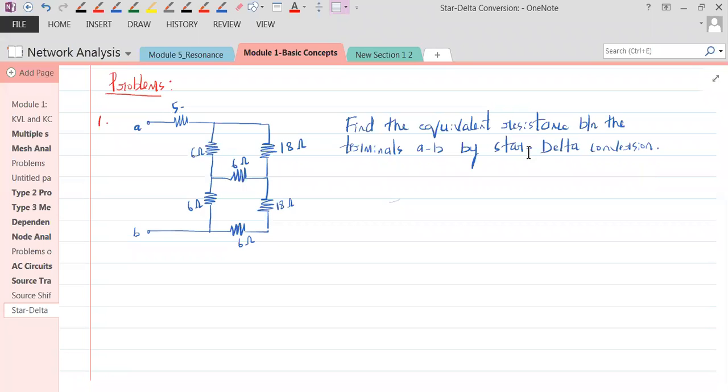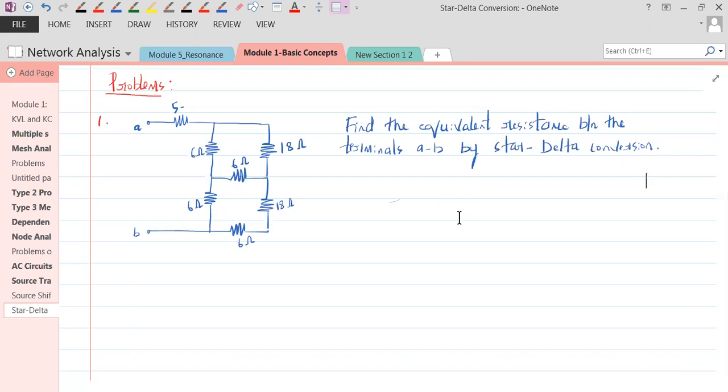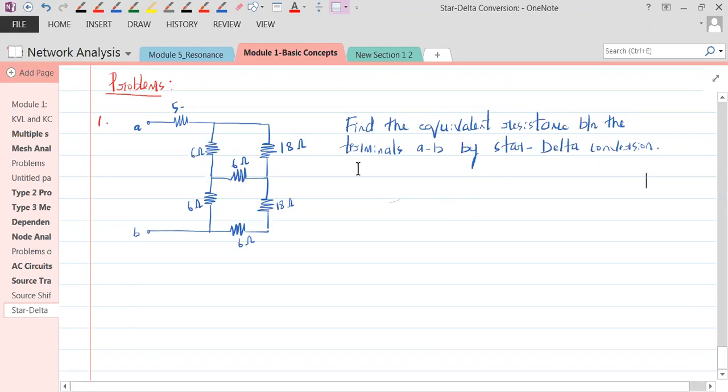Is that okay? Now your job is to find a delta or a star, to find RAB, the resistance across the terminals AB. So how to do that? When would a conversion be easy? When, suppose you find this is a delta. See, this is a delta. 6, 6, 18 is a delta.